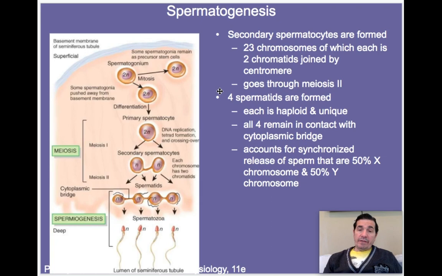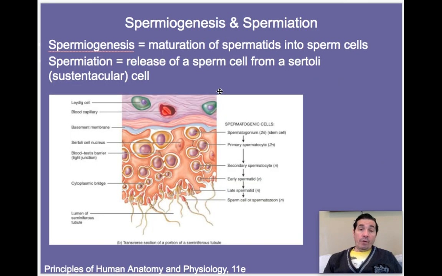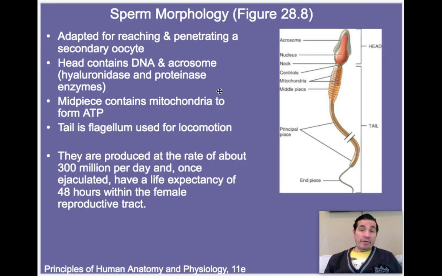And basically, we end up with 50% of the sperm cells being X and 50% being Y. And all 4 cells at the end of spermatogenesis will actually be viable and functional. So let's look at a sperm cell in general.